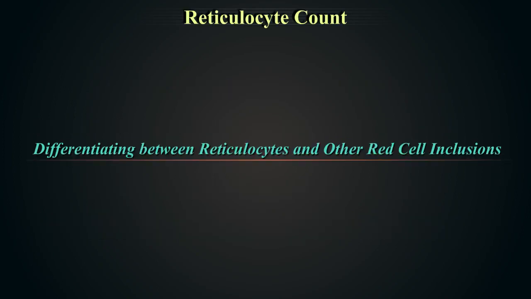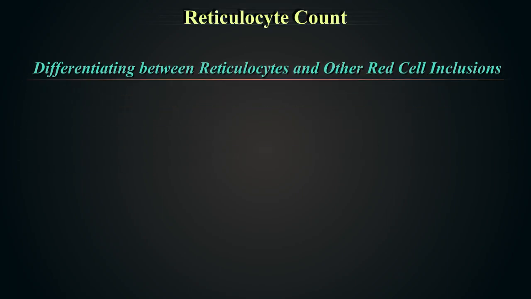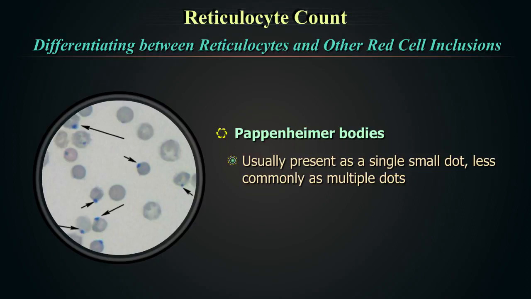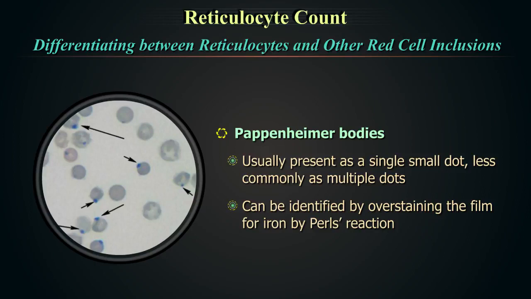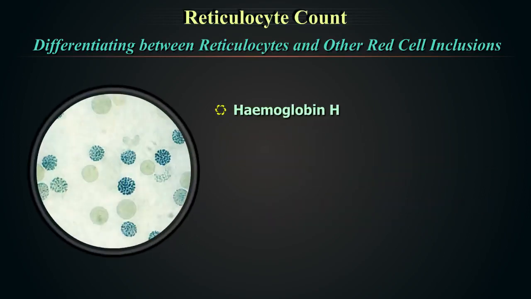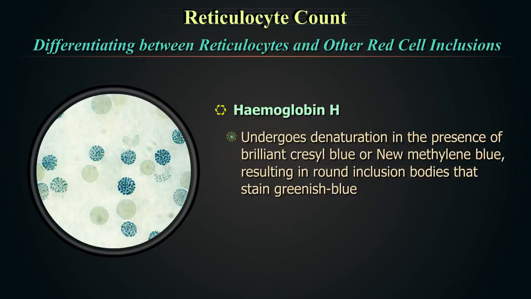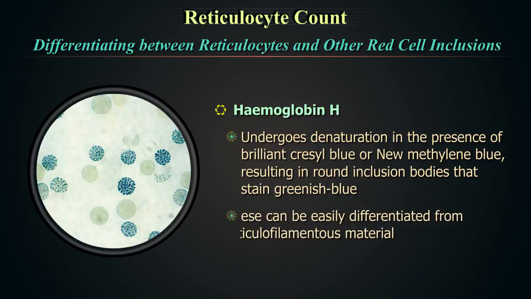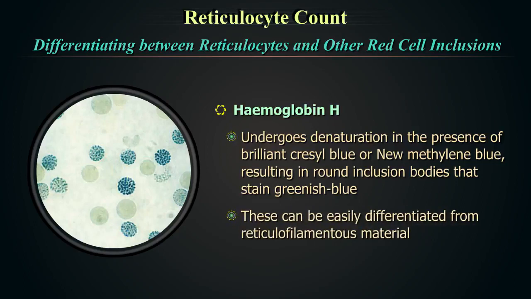So, how to differentiate between reticulocytes and other red cell inclusions? The Pappenheimer bodies usually present as a single small dot or, less commonly, as multiple dots, staining a darker shade of blue than does the reticulofilamentous material of the reticulocyte, and can be identified by overstaining the film for iron by pulse stain. Hemoglobin H undergoes denaturation in the presence of brilliant cresyl blue or new methylene blue, resulting in round inclusion bodies that stain greenish blue. These can be easily differentiated from the reticulofilamentous material.